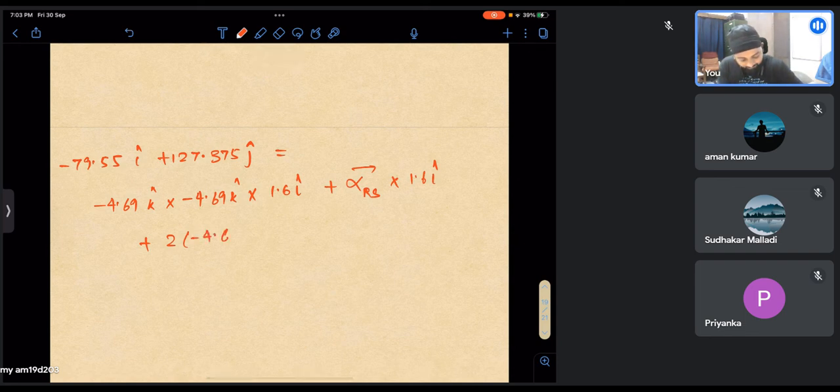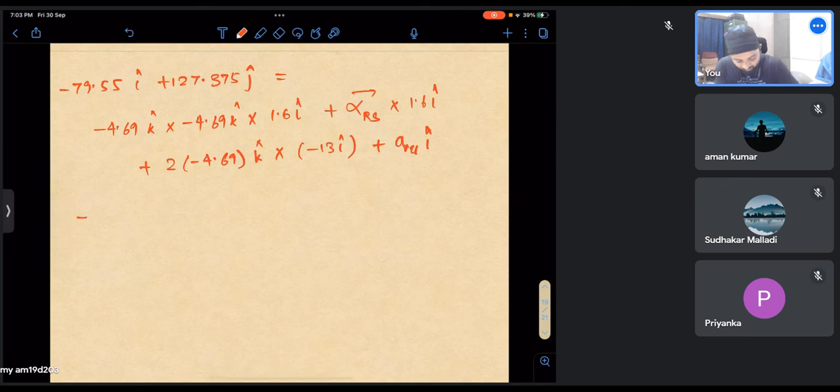We have 1.6 I plus, let us call this alpha RS, cross 1.6 I, plus 2 omega cross VREL. VREL we know that it was minus 13 I cap. We calculated it earlier. Plus AREL, we know it is I cap. So it is just a matter of grouping them. Let us group the I components first. This will give I. So it will be minus 4.69 squared into 1.6. Sorry, this will have K.